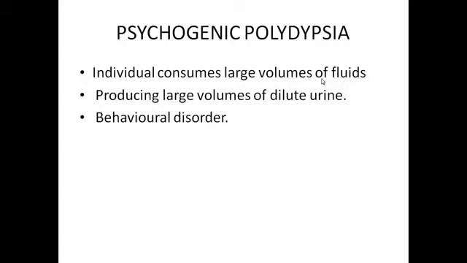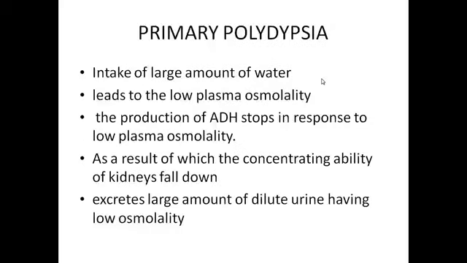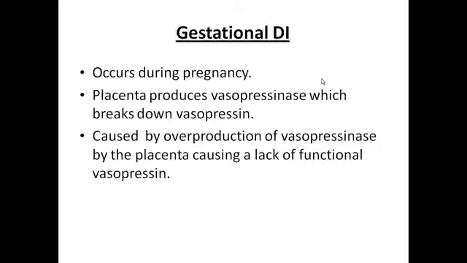Psychogenic: when a patient, because of certain behavioral disorders like obsessive compulsive disorder, starts drinking large amounts of water, they start producing large amounts of dilute urine. The same thing happens, that is, the production of ADH stops in response to the low plasma osmolality, and this low plasma osmolality is because of the excessive intake of fluid.